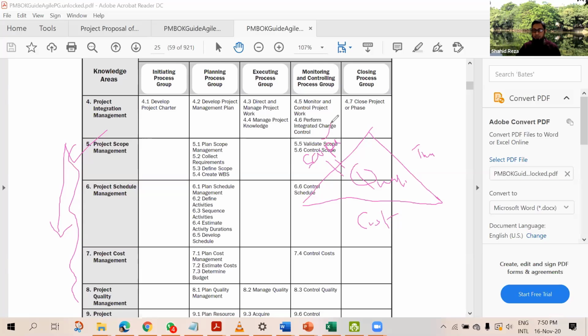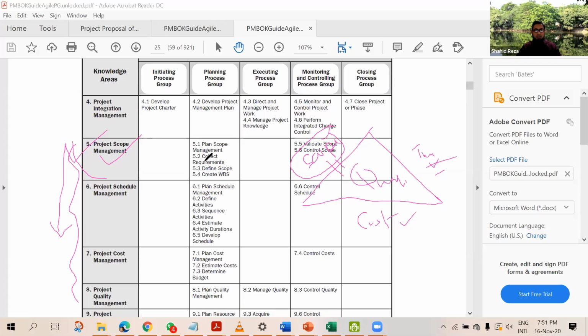If you change the scope, ultimately you have to change the time or cost. It will have some impact on cost or time. If you change time, what will happen? It has impact on scope, cost, and also quality. That's why it is known as iron triangle or triple constraints. Because if you change any constraint, it has some kind of positive or negative impact on other constraints. So today we'll discuss scope management. Chapter number 5, scope management.